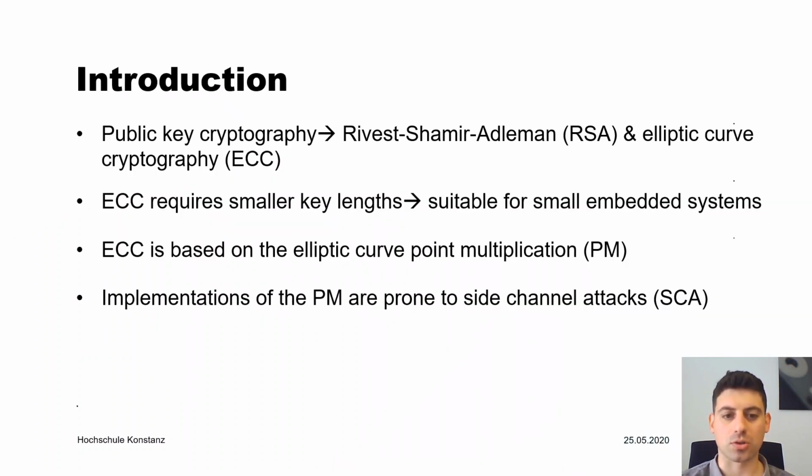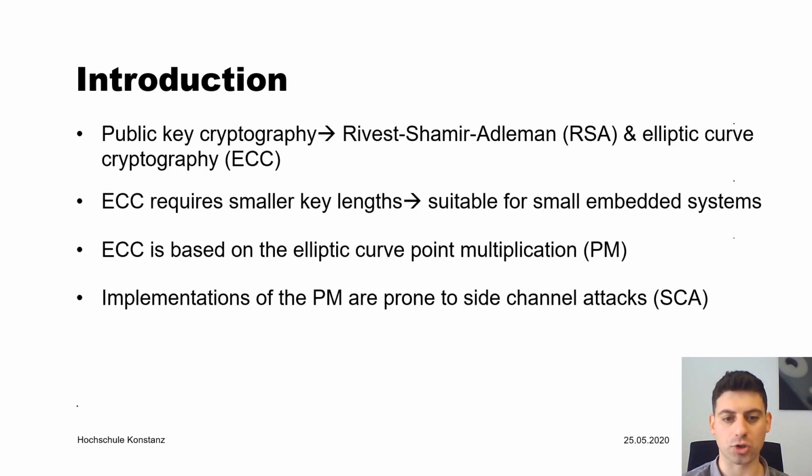So the most used public key crypto systems nowadays are the RSA and the elliptic curve crypto systems. The elliptic curve crypto systems are usually used for small embedded systems due to the small key length. They are based on the elliptic curve point multiplication, which is the most expensive operation. Hence, coprocessors are considered that are optimized for the calculation of the point multiplication. These coprocessors are prone to the so-called side channel attacks.